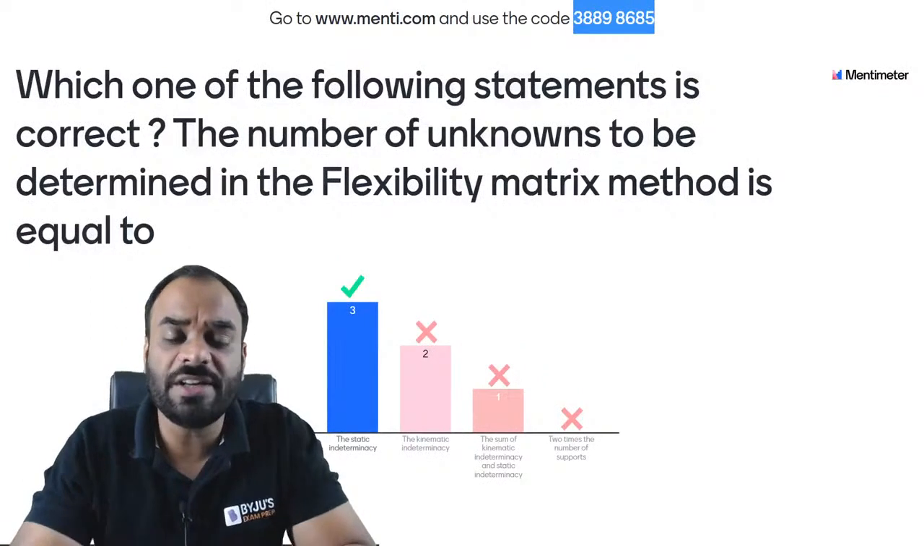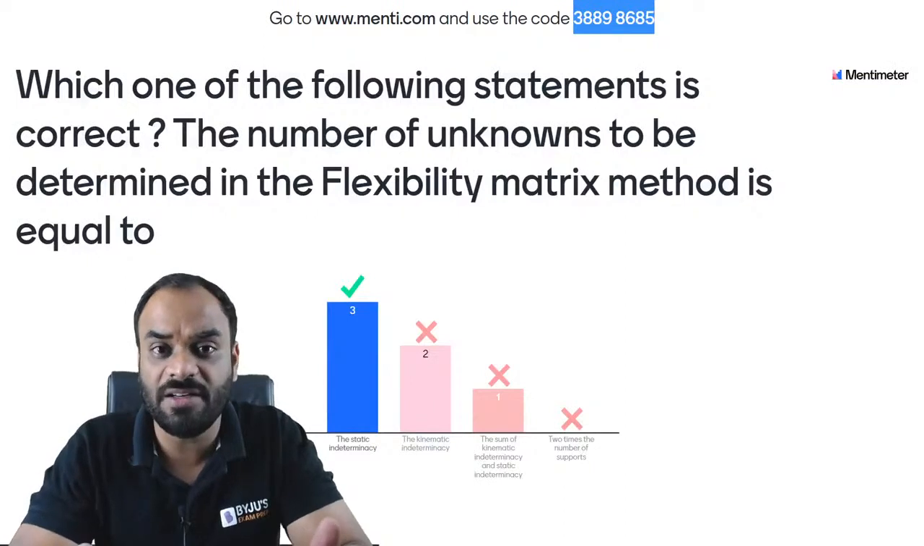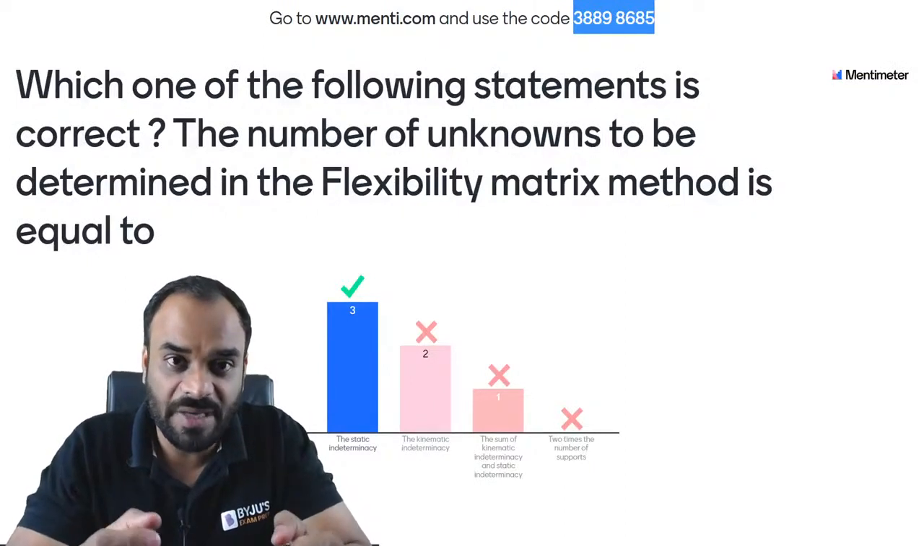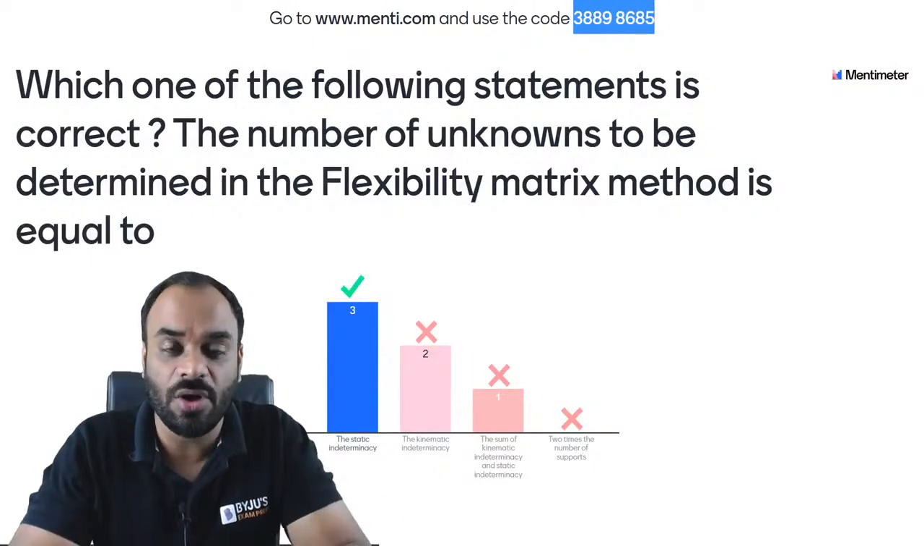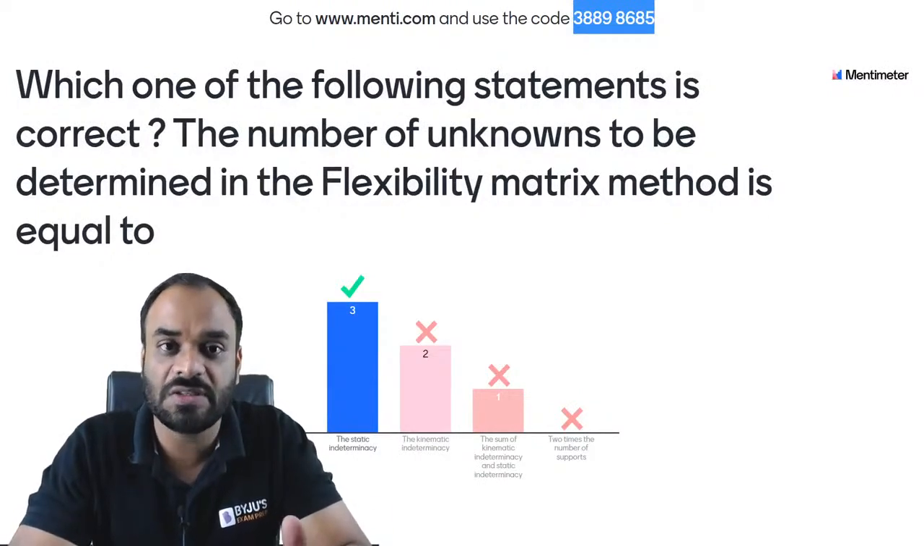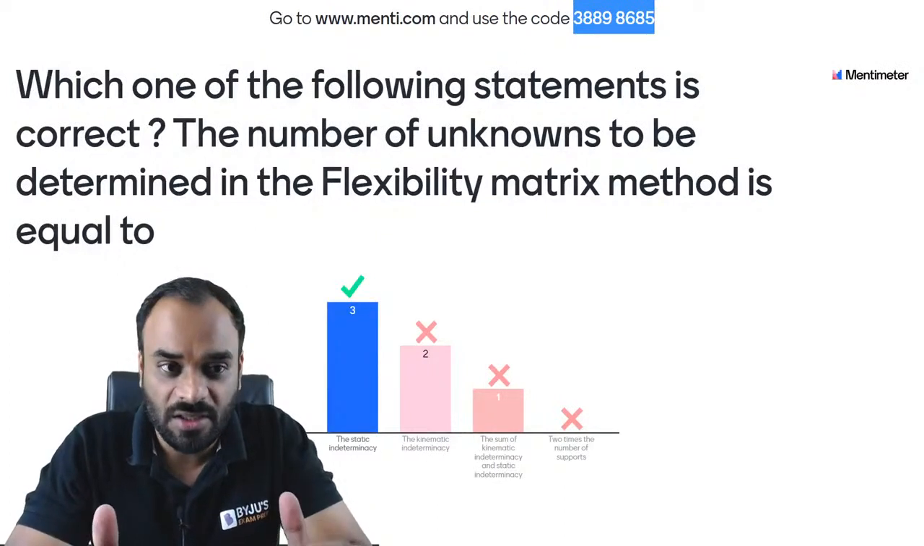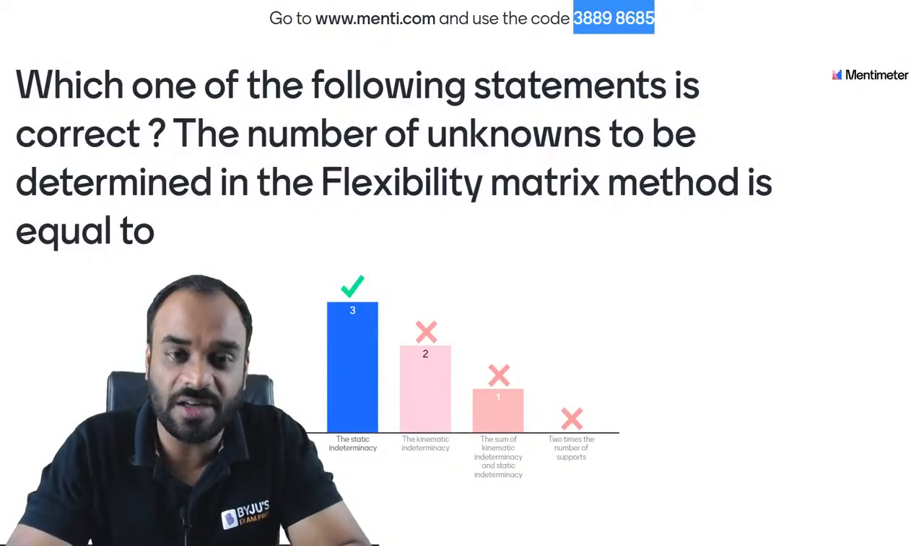Yes, static indeterminacy is the correct answer. So you know that, guys, the flexibility matrix method is a force method. If it is a force method, then we know that the main unknowns are the static indeterminacy. That means the total number of reactions which are not known to us will become our main redundants.